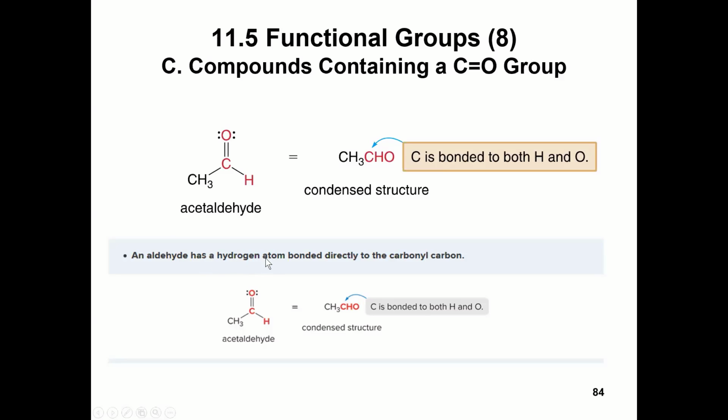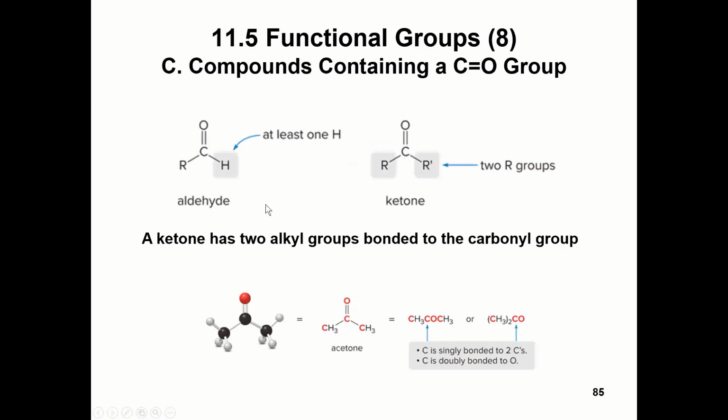So an aldehyde, the hydrogen atom is directly bonded to the carbonyl carbon, and so here's an example of an aldehyde. And then a ketone, instead of having the hydrogen bound, you have two R groups, and they don't need to be the same R group, okay? And so a ketone has two alkyl groups bonded to the carbonyl group, all right?